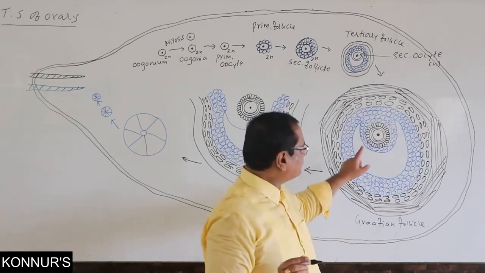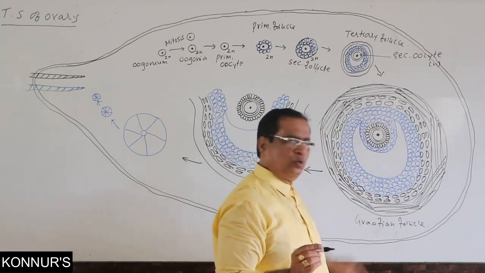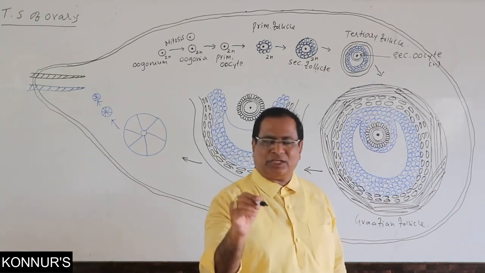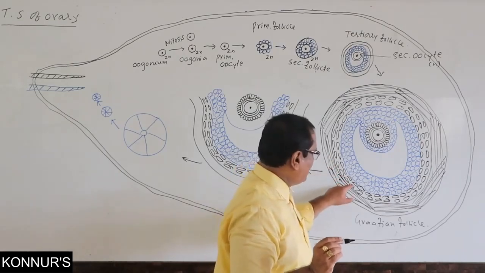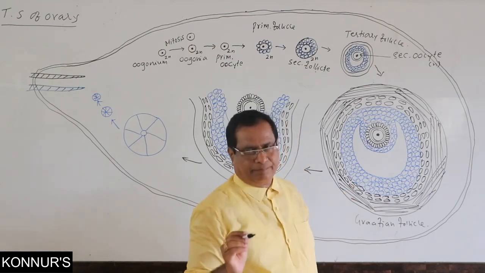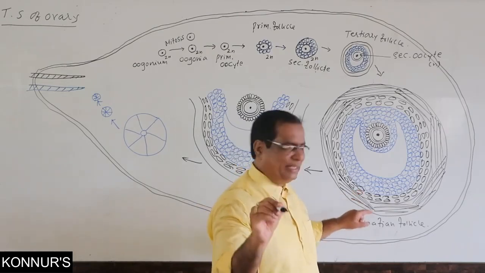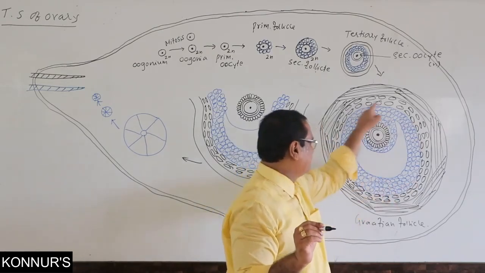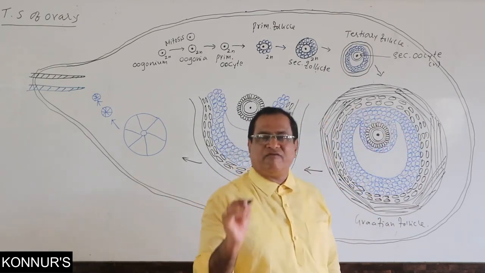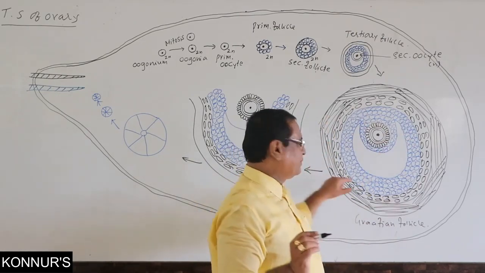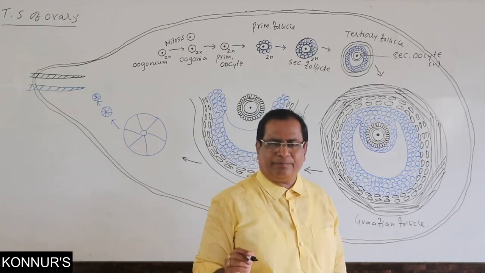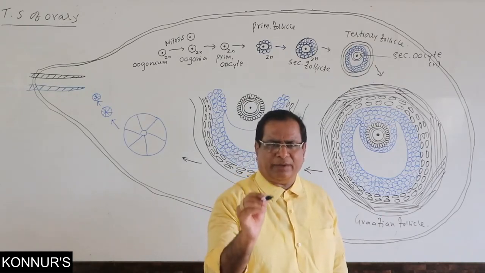And then this membrana granulosa is covered by theca, but the theca is distinguished into inner theca interna and outer theca externa. And inner theca interna is cellular layer. And theca externa is fibrous layer.